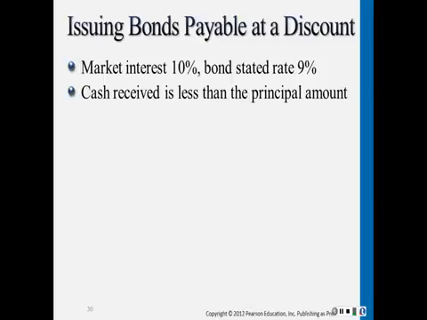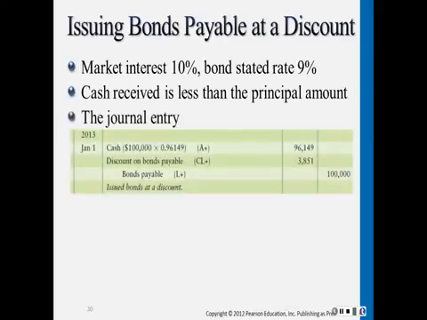Market conditions may force a company to accept a discount price for its bonds. Suppose a company issues $100,000 of its 9% 5-year bonds that pay interest semi-annually when the market interest rate is 10%. The market price of the bonds drops to 96.149, which means 96.149% of par value. The company receives $96,149 at issuance and makes this journal entry.